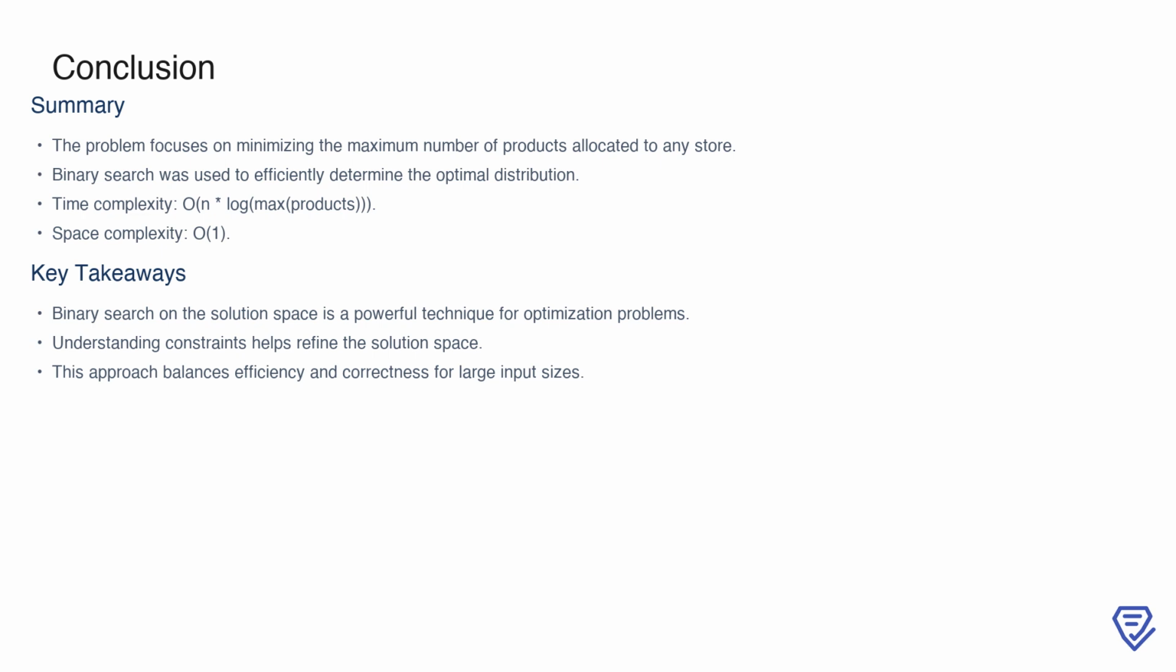Great job making it through the walkthrough. To summarize, we tackled the problem using binary search, balancing efficiency and correctness to minimize the maximum products per store. Remember to apply this technique to similar optimization problems in the future.